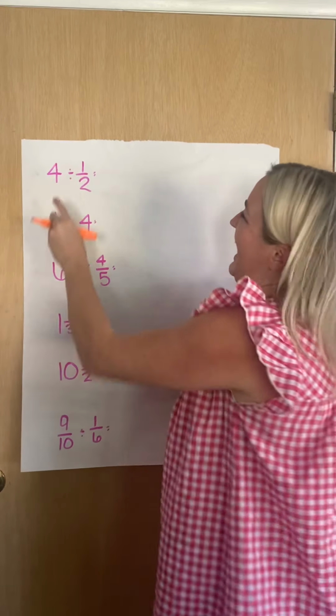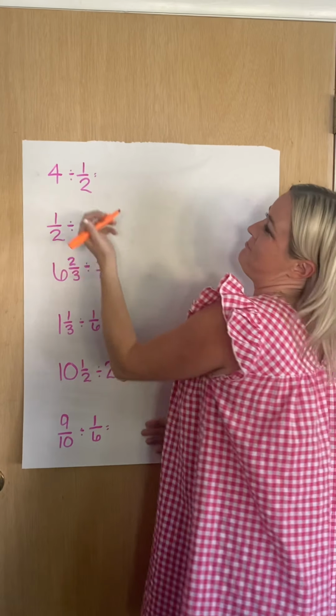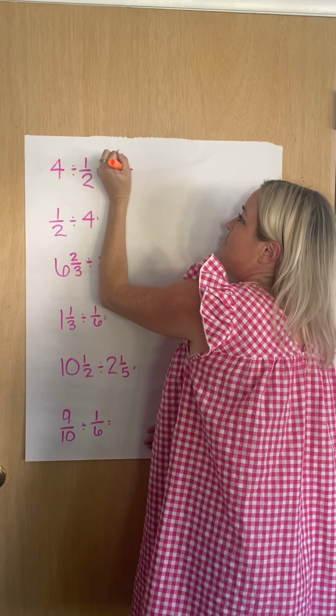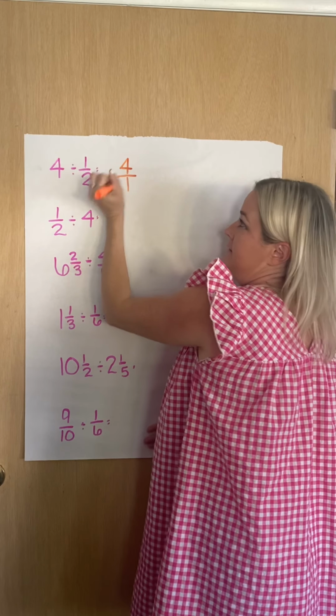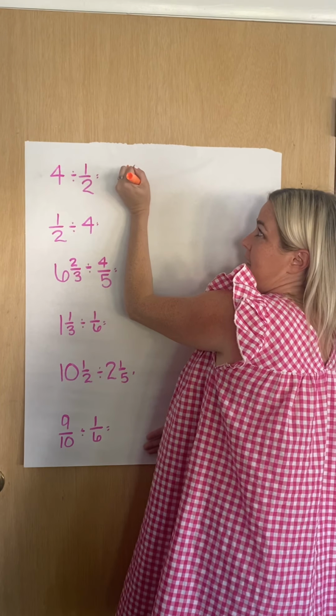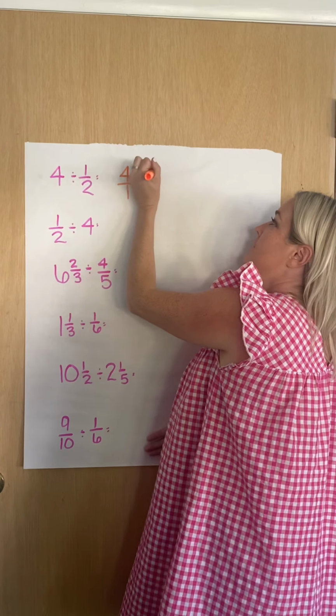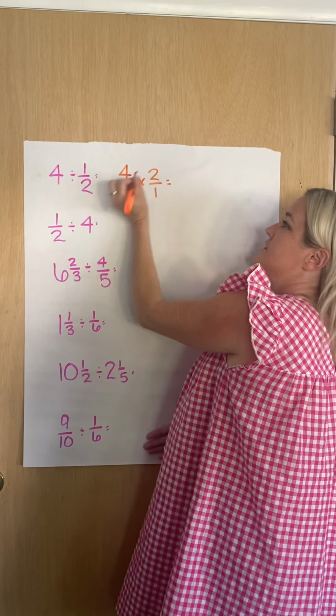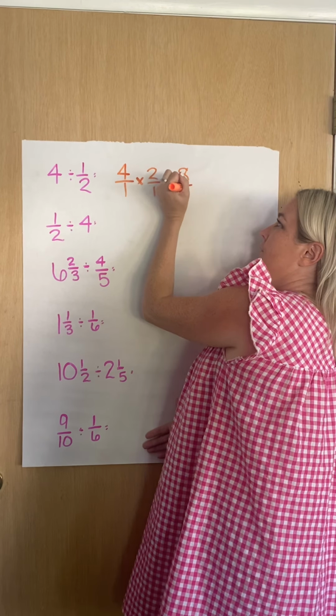Welcome back. Okay, so if I'm doing 4 divided by 1/2, I'm doing 4 over 1, and remember I'm going to change this to multiplication. I'm going to use my reciprocal, 2 over 1, which is going to give me 8 over 1.